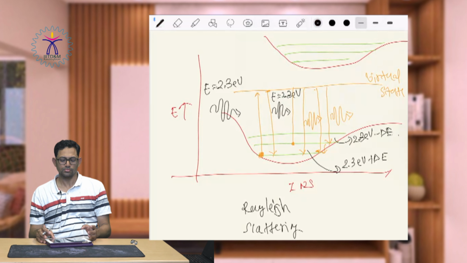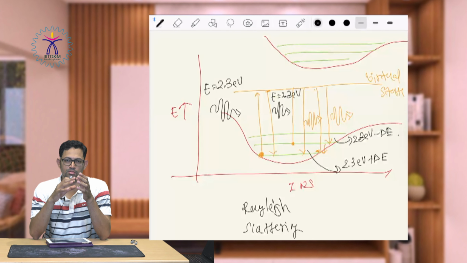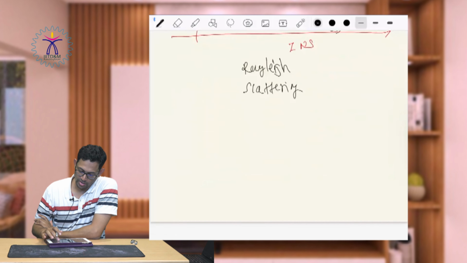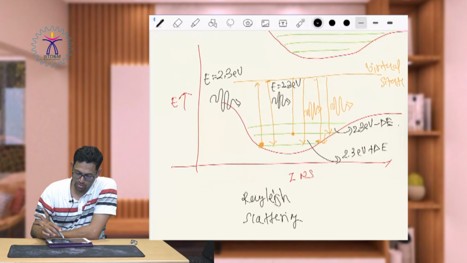So now you have the green color that you are shining, and what you see is that while it is interacting with this molecule, there is a change in energy. Now this change in energy is nothing but a change in the wavelength, right. So this particular kind of scattering is known as Raman scattering.